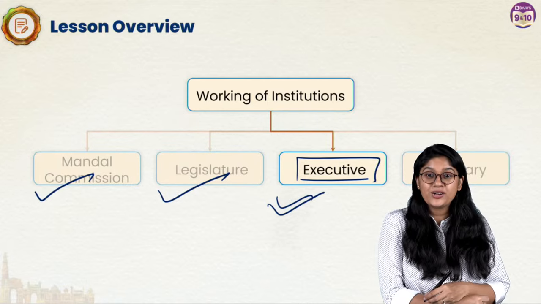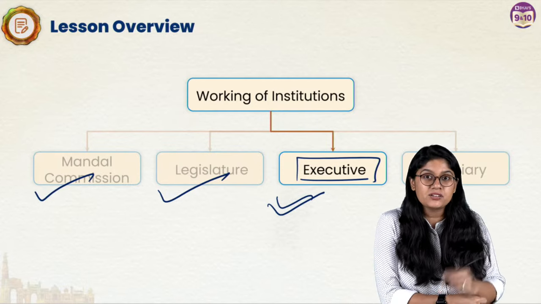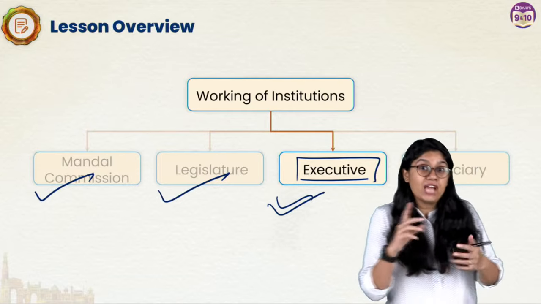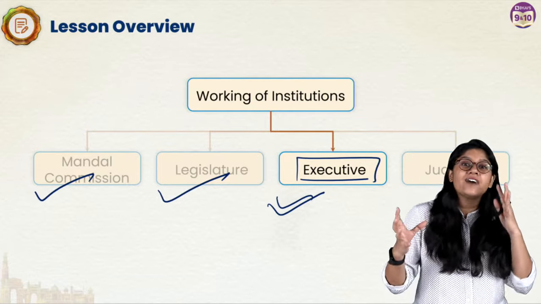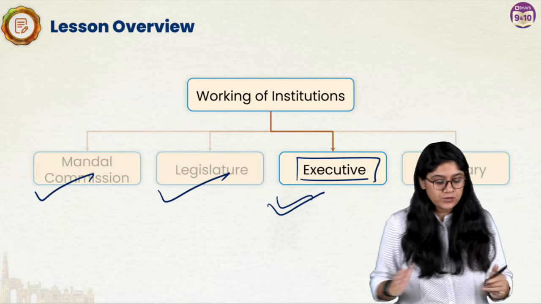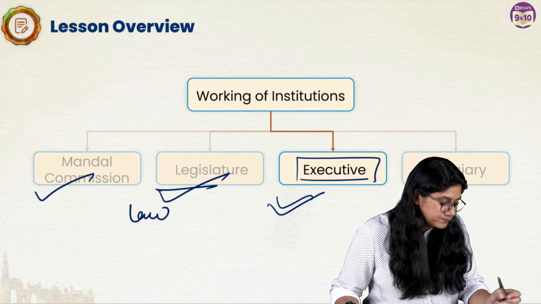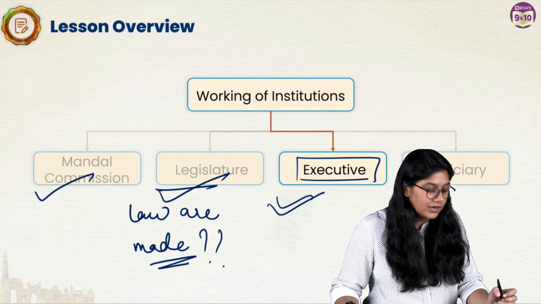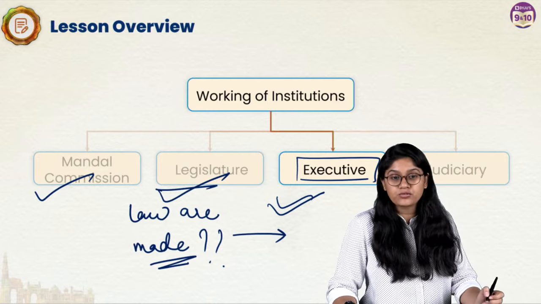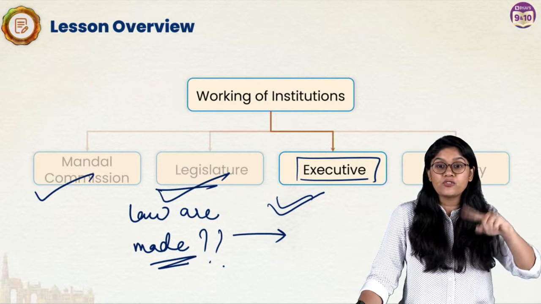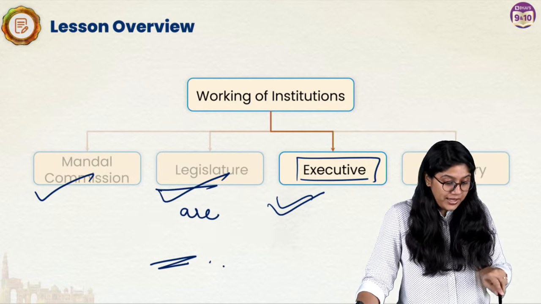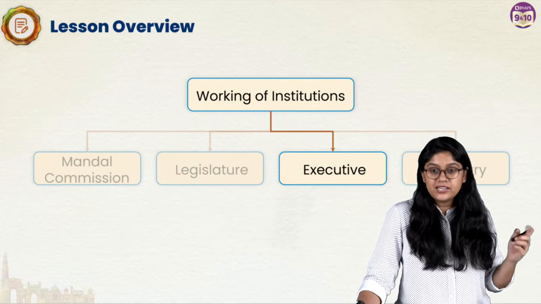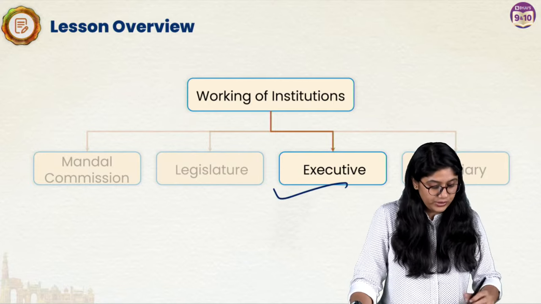But to execute it, we need so much support right from the back end. We have to see whether the studio will be there. We have to see we have the time slot. We have so many things to plan, right? So even though the laws are made, who will take the responsibility of executing it? Who will make sure the laws are correctly followed? It is the executive.